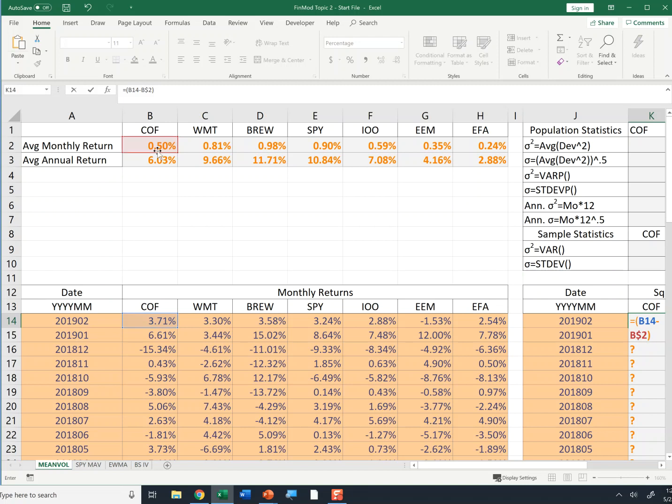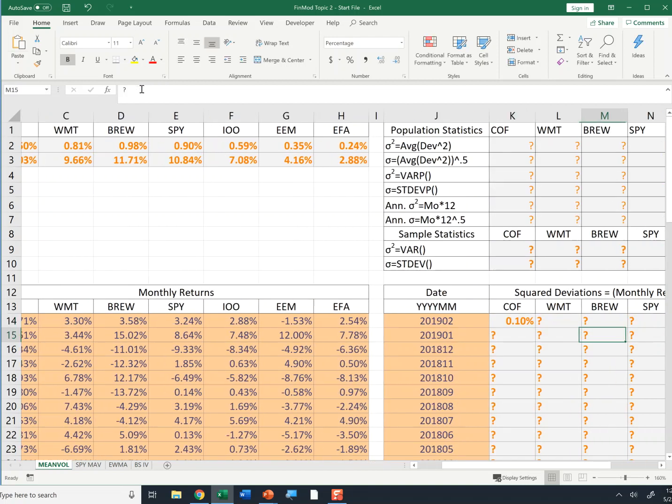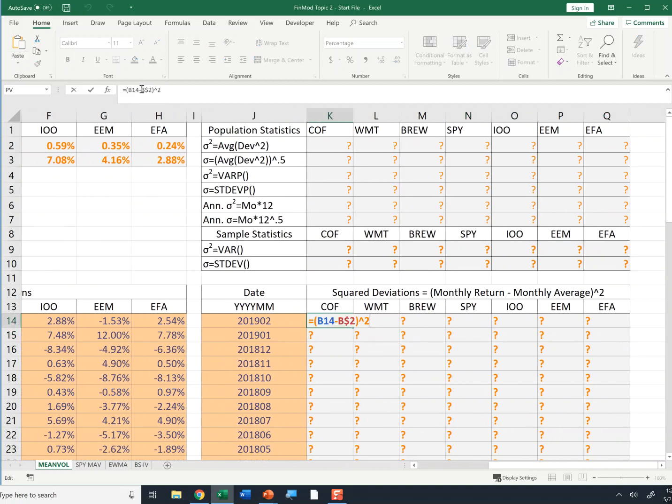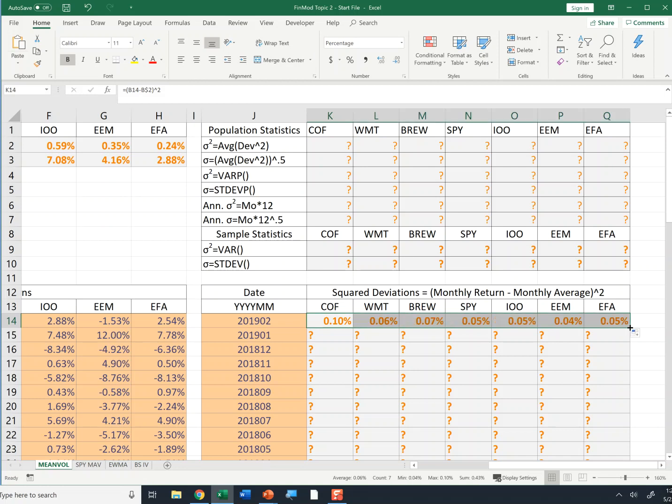I'm then going to square that. Now, putting a dollar sign in front of the 2, when I copy this formula down and over, it's going to make sure it always stays in row 2. However, when I copy it over, it's going to go to C, D, because I didn't put a dollar sign in front of the B. So that right there is the squared deviation from the mean in the first month for Capital One. I'll copy that over. I'll copy that down.